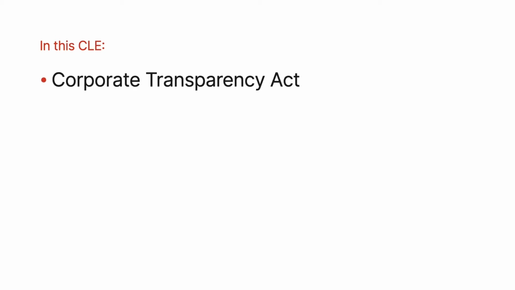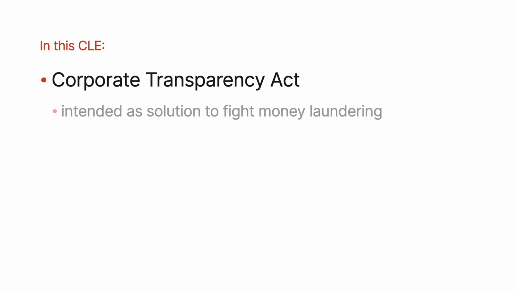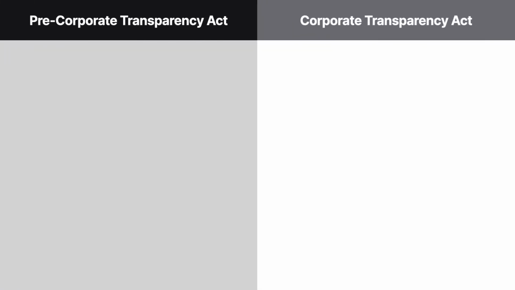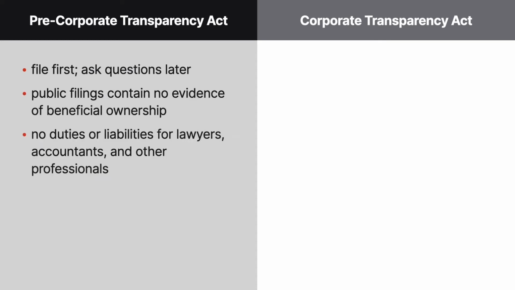In my presentation today, I'm going to talk about the Corporate Transparency Act, how it was intended as a solution to fight money laundering, and how it is going to affect corporate governance and the practice of corporate lawyers in the United States. Now, by way of background, traditionally in the United States, most companies are formed on an anonymous basis. You file articles of incorporation or articles of organization for an LLC with the Secretary of State in the state where you want to organize.